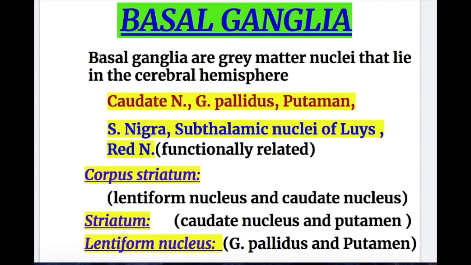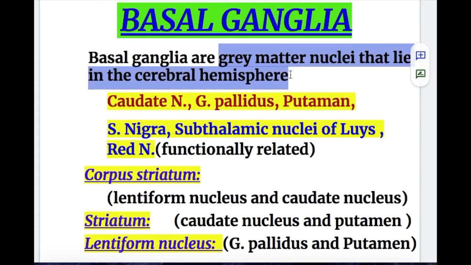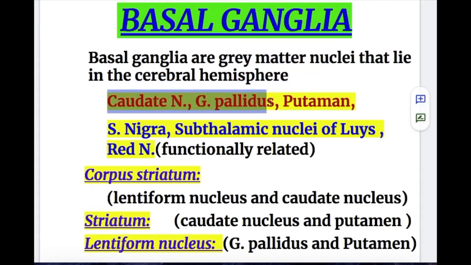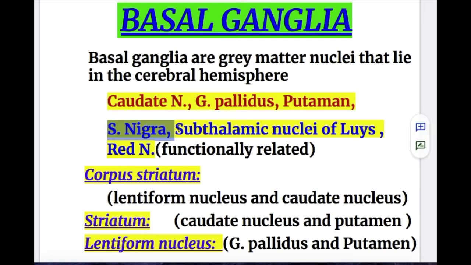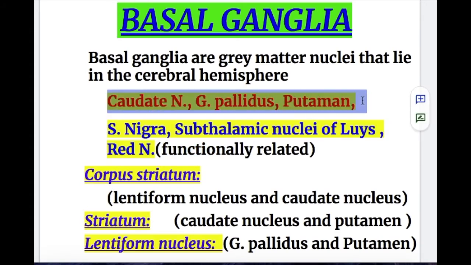Now, basal ganglia. Basal ganglia are gray matter nuclei that lie in the cerebral hemisphere, and they include caudate nucleus, globus pallidus, and putamen. The other group is Substantia nigra, Subthalamic nucleus of Luys, and red nucleus. Three terms are related to the first group of these nuclei: corpus striatum, striatum, and lentiform nucleus. In all these three, putamen is common.